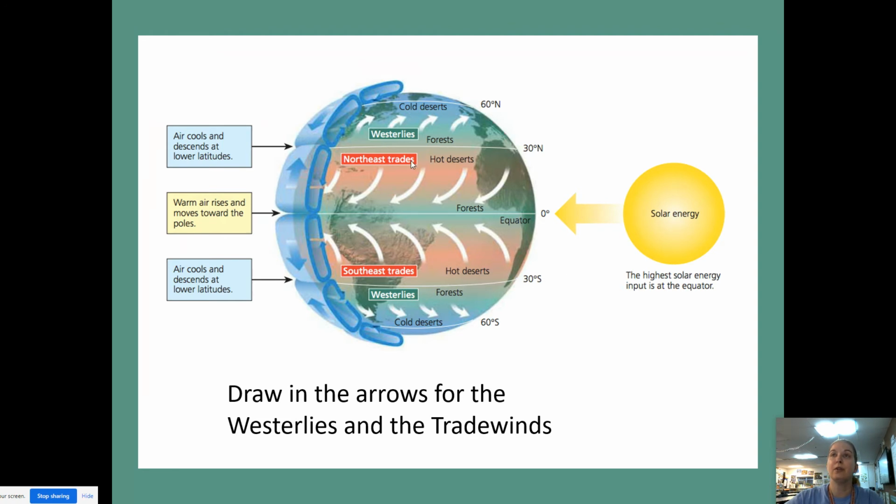But we have what are called the northeast and southeast trades. So on your paper, you should draw the Earth and show the northeast and southeast trades, how they go, and then the westerlies and how they are pointed in the opposite direction.